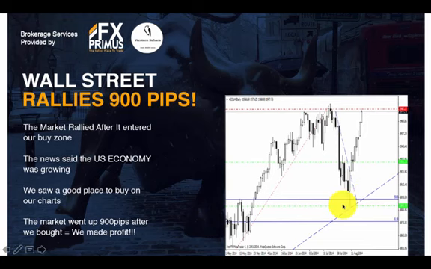price action, trend line, support, and Fibonacci. Okay, price action, trend lines, support, and Fibonacci. These 4 components are what put together this trade for me, and I was able to bank 900 pips.